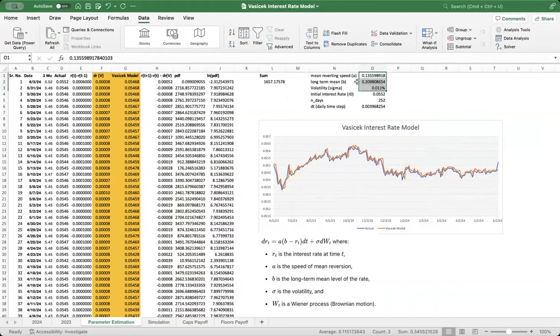Now if I plot this Vasicek model with the actual data, you can see it is so close, which basically means that our calibration is really good. We were able to calibrate the Vasicek interest rate model, or find the parameters of the Vasicek interest rate model, using the maximum likelihood estimator. So any doubts, guys? Any doubts up till now?